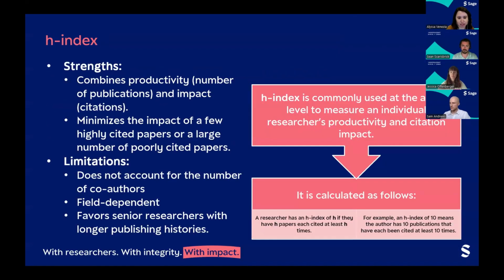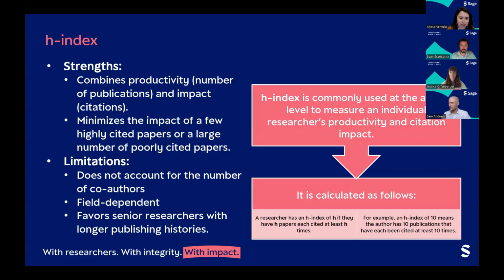Moving on now to look at the H-index. It's commonly used at the author level to identify an individual researcher's productivity and citation impact, and it's calculated as follows. If a researcher has an H-index of H, that means they have H papers that have been cited at least H times. To put that more in terms of real numbers, if a researcher has an H-index of 10, it means that the author has 10 publications that have been cited at least 10 times each.